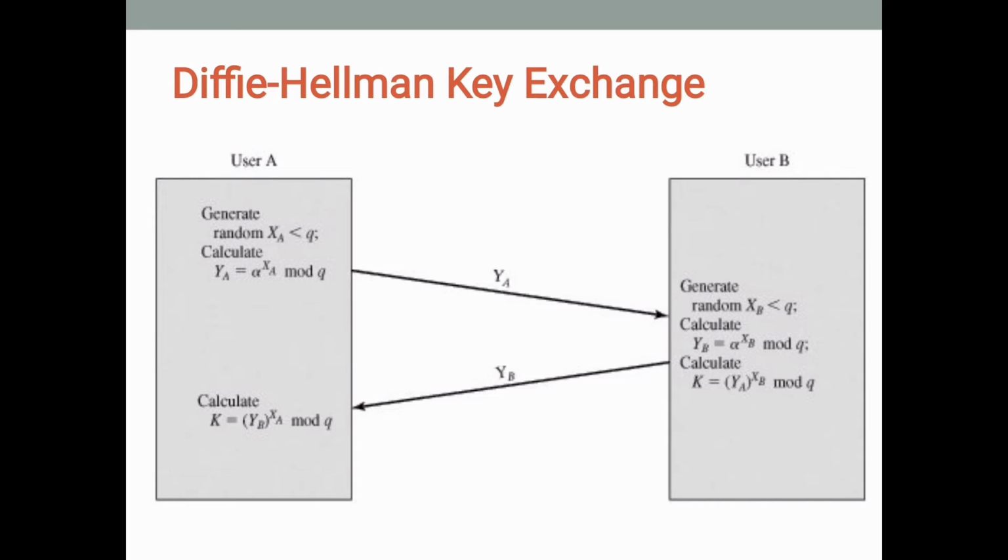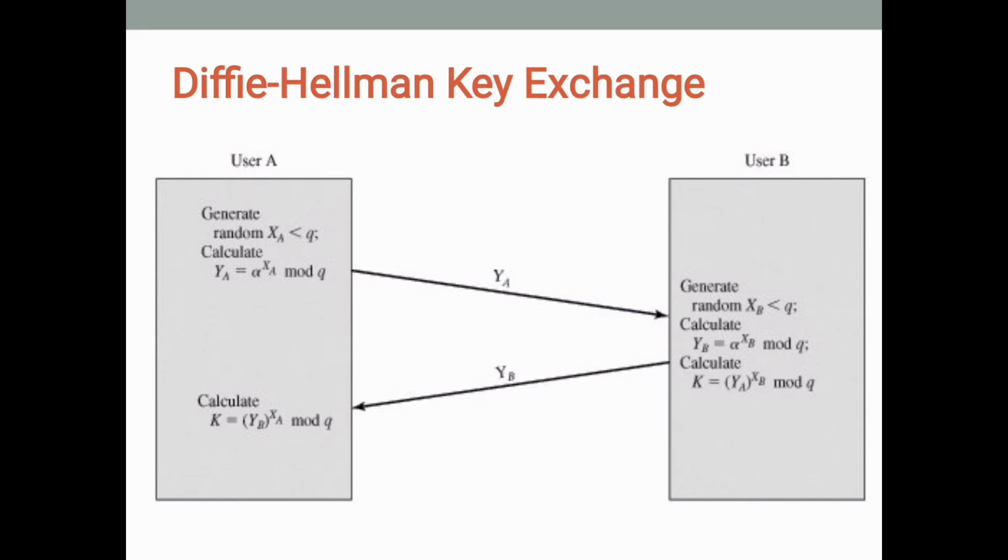So by using this formula, he can find the K value for user A. On user B's side also, by using the public key of user A, he can calculate YA power XB mod Q. YA is the public key of user A, XB is the private key of user B. So here, by using this formula, he can find the K value.